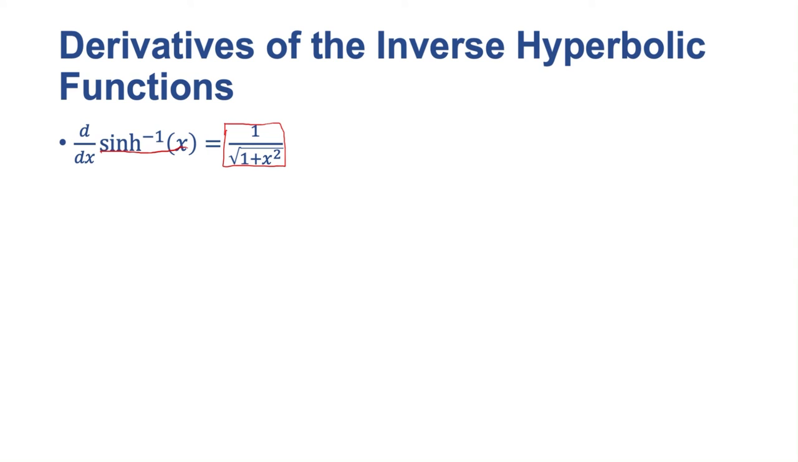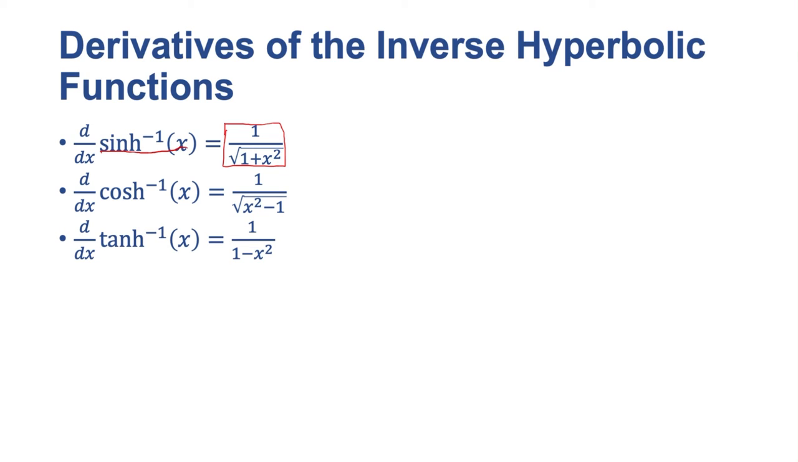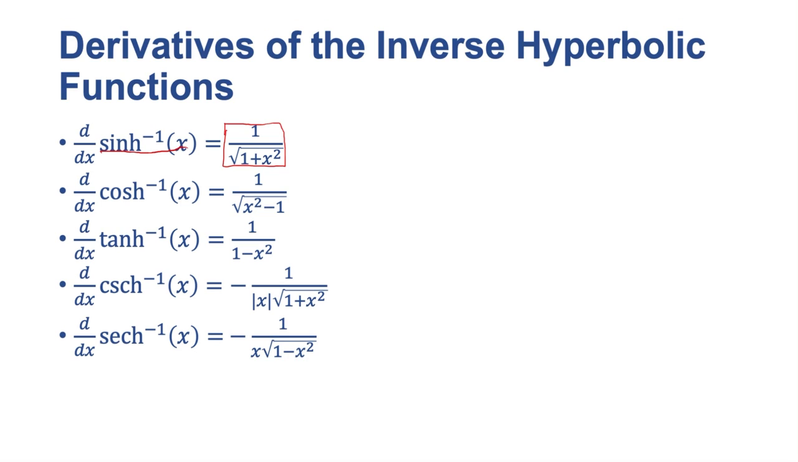All right, but the derivative of the arcsinh of x is 1 over the square root of 1 plus x squared. We have the derivative of arccosh of x, which is going to be 1 over the square root of x squared minus 1. Then if I want to take the derivative of arctanh, that's going to be 1 over 1 minus x squared. Then if I want to take the derivative of arccsch, that is going to be -1 over the absolute value of x times the square root of 1 plus x squared. Then if I want to take the derivative of arcsech, that's going to be -1 over x times the square root of 1 minus x squared. And finally, if I want to take the derivative of arccoth, that's going to be 1 over 1 minus x squared.